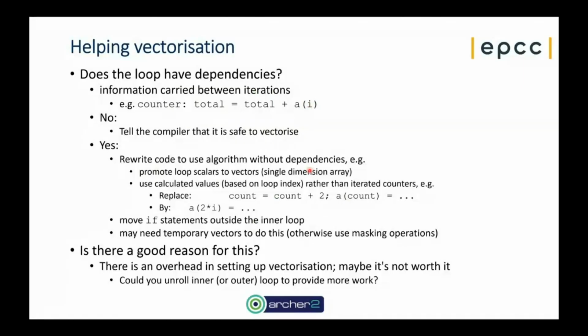So for instance, you could turn total into an array, and you could create an array of totals, a separate one for each iteration of a loop, and then at the end you could do a sum of them in a loop that's not vectorized, but will let you vectorize the main loop as well.